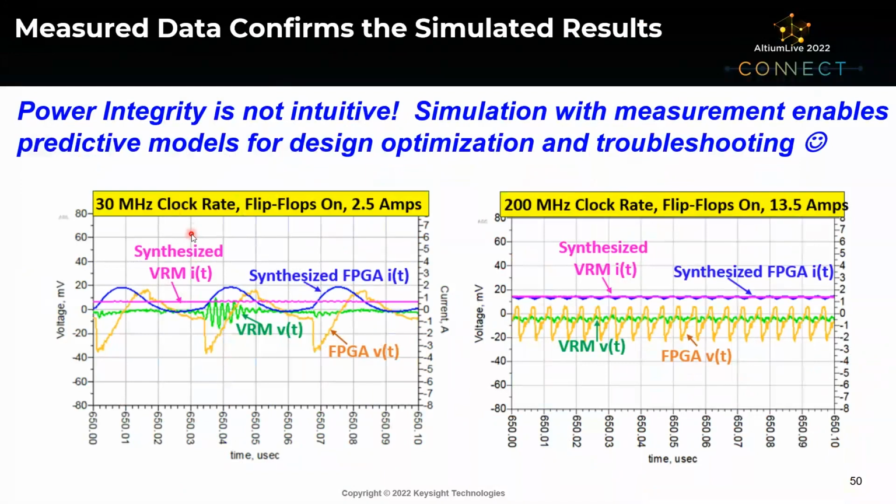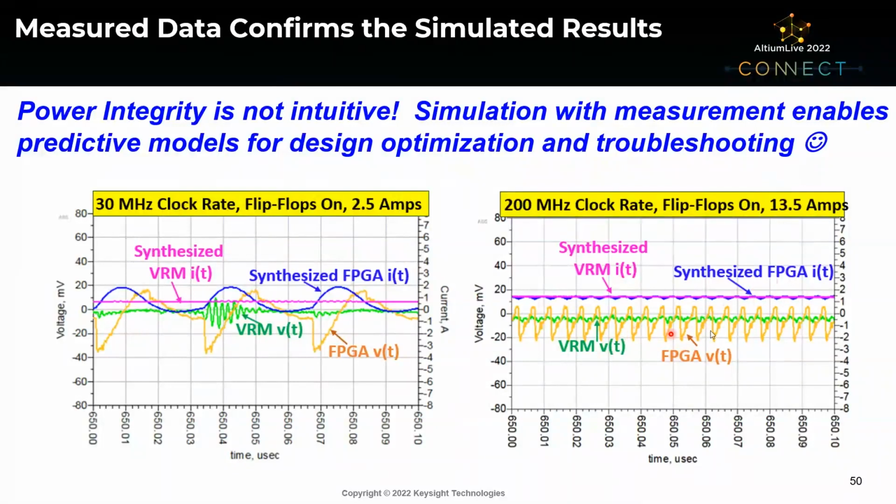And being able to show that both measured and simulated data showed a lot more power rail ripple at 30 megahertz with only 2.5 amps versus 200 megahertz with 13.5 amps. And this simulation is actually really powerful because not only does it show us the voltage on the power rail here, the FPGA voltage in gold, the simulation also lets us look at the FPGA dynamic current, which is something that is not realistic to do in measurement. But in simulation, we can see how large the dynamic current is at 30 megahertz versus the blue dynamic current at 200 megahertz.